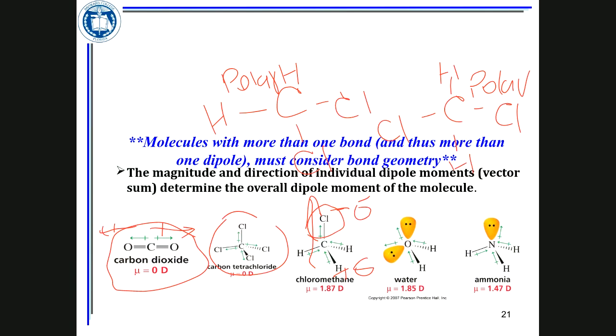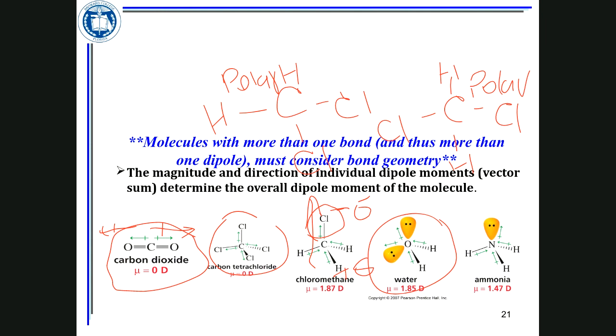For pairs of unshared electrons, how do you determine if the molecule is polar or nonpolar? If you have a pair of unshared electrons on the central atom, your molecule is going to be polar because it's not the same as other bonds. So for the water molecule, you have 2 hydrogens and 2 pairs of unshared electrons.